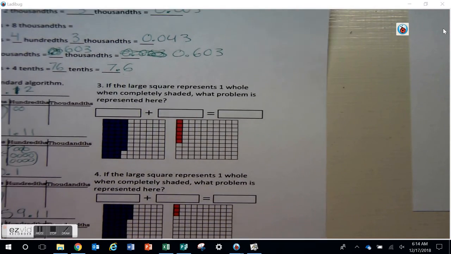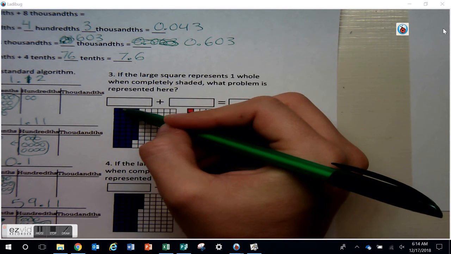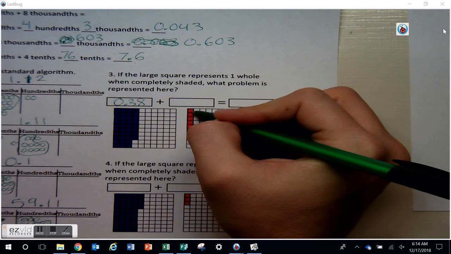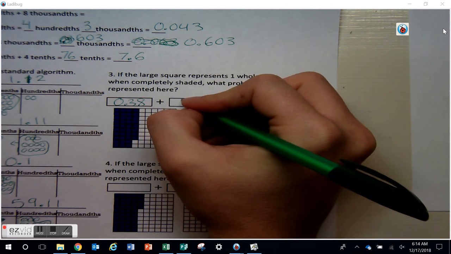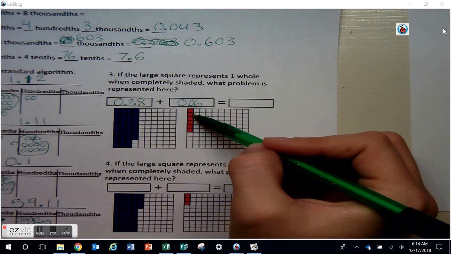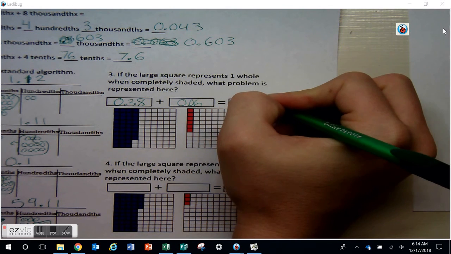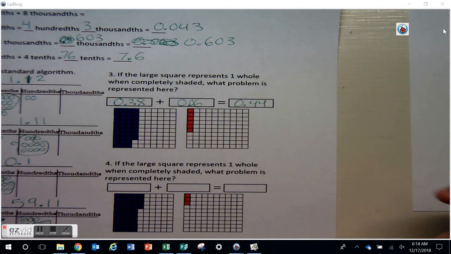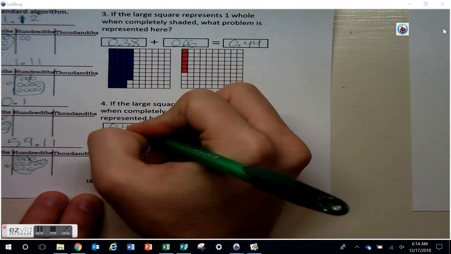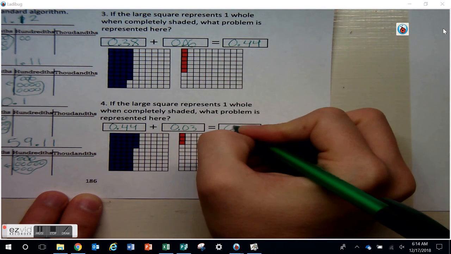If the large square represents 1 whole when completely shaded, what problem is represented here? Well, I have 1, 2, 3 tenths, and I have 8 hundredths. 1, 2, 3, 4, 5, 6 hundredths. So I have 38, 39, 40, 41, 42, 43, 44 hundredths. 44 hundredths. Here I have 44 hundredths, and I'm adding 3 hundredths, so that's 44, 45, 46, 47 hundredths.